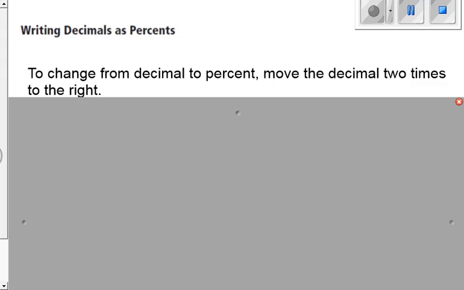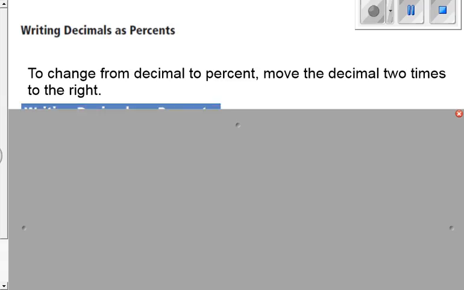The next thing we're going to talk about is writing decimals as percent. To change from decimal to percent, move the decimal 2 times to the right. Again, you can still use the D dot P, and it says 2 times to the right. As you notice, there's the 2 dots going to the right, the P.